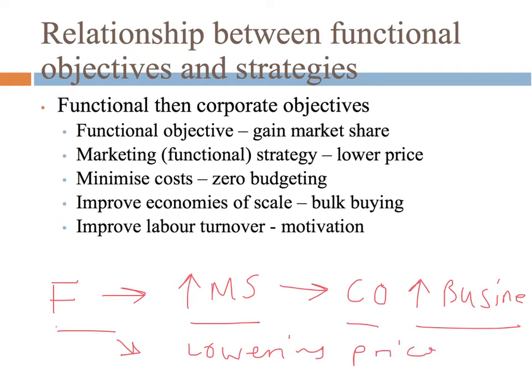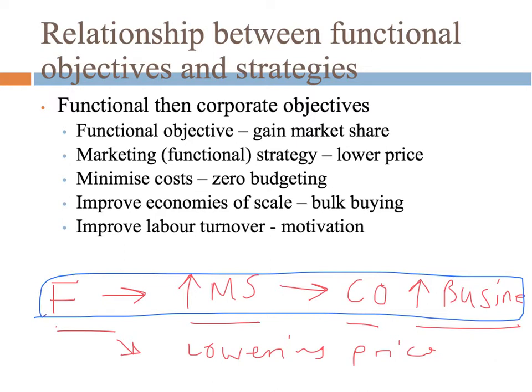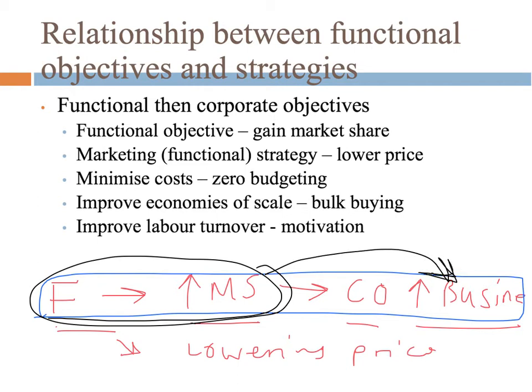So we decided here what it is we wanted to achieve. So we wanted to achieve more market share in order to achieve business growth, and then this is the strategy that we decided to put in place in order to achieve it. So remember, the objective came first and how we wanted to achieve it came second.